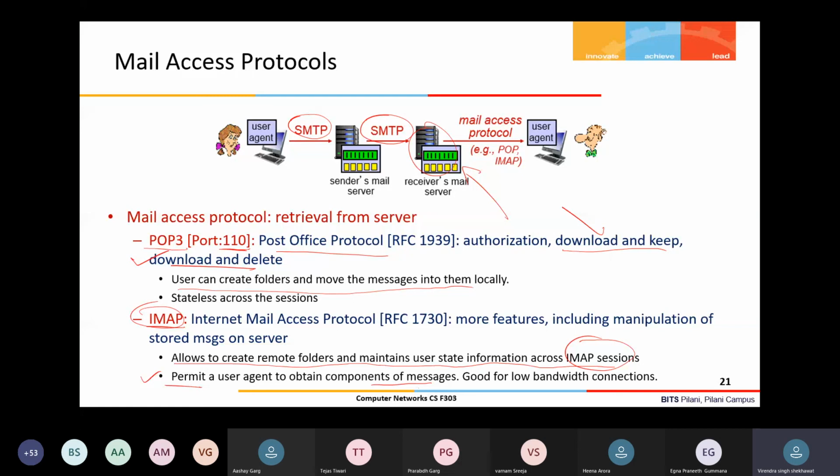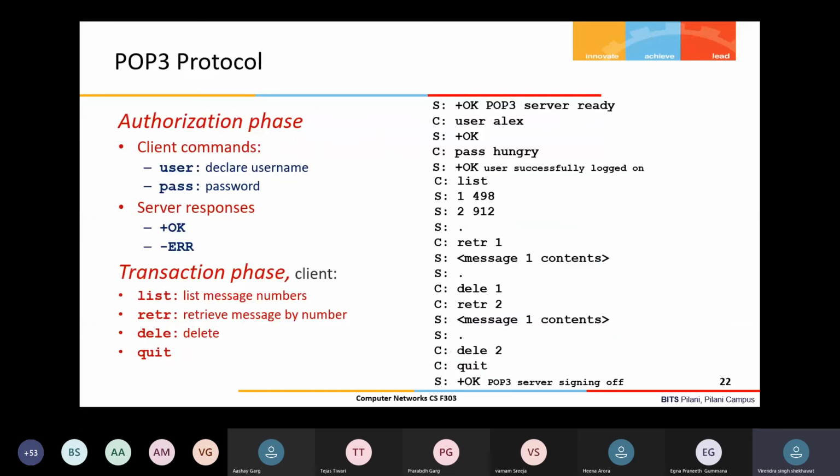This feature is good when you have low bandwidth connectivity. Usually on a mobile phone you have either 3G, 4G or Wi-Fi connections, and these connections sometimes have lesser bandwidth available, so it saves bandwidth. So it also gives the feature that mail can be partially accessed, meaning attachments can be omitted.